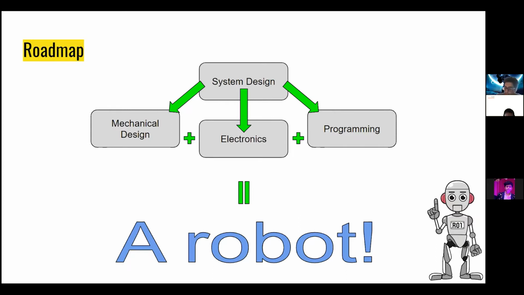But mechanical design, electronics, and programming come together to make robots, right? That's all this slide says. These three things: mechanical design plus electronics plus programming equals a robot.